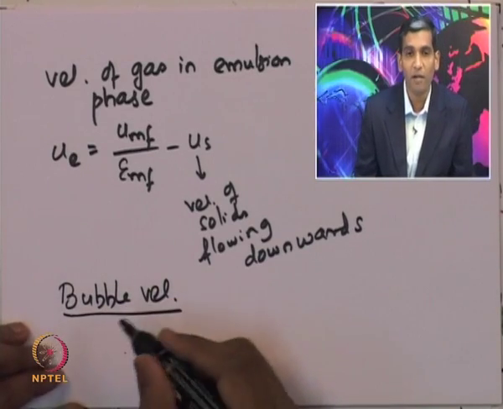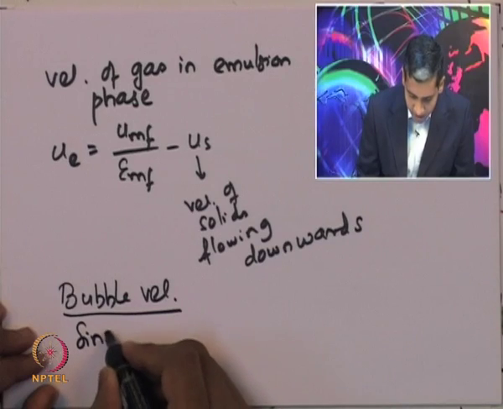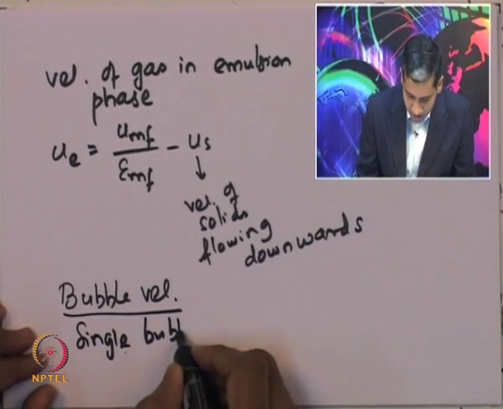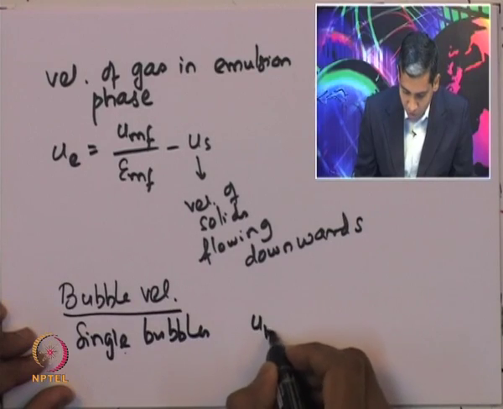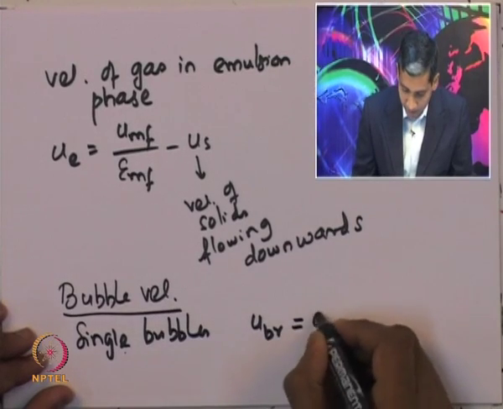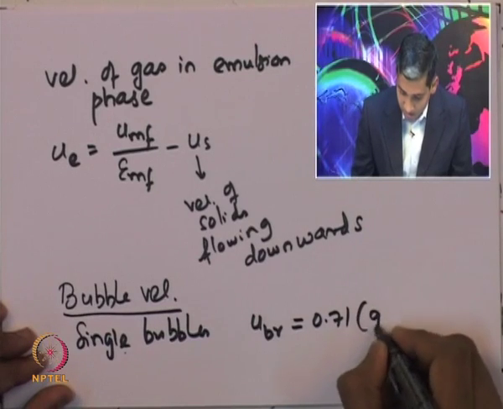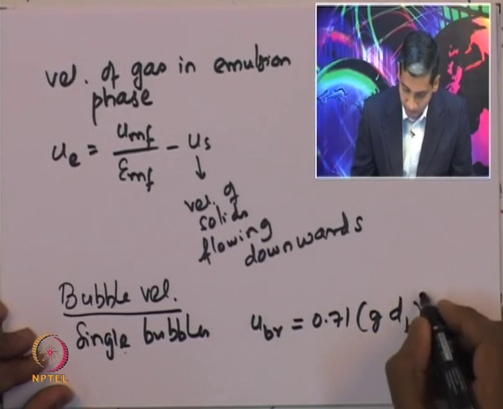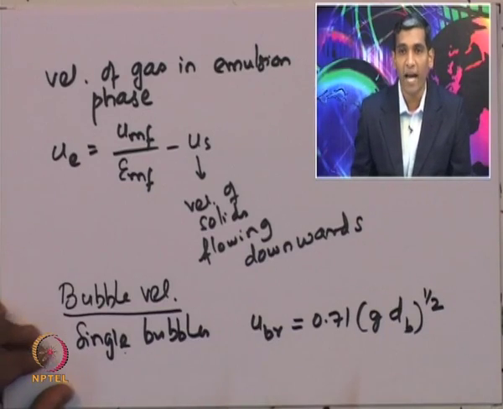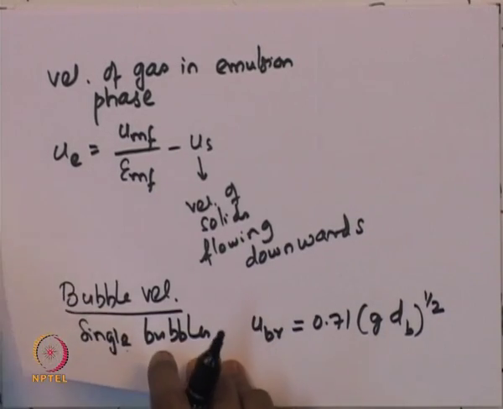The bubble velocity is calculated for a single bubble. There are correlations that exist for single bubbles, given by UBR equal to 0.71 into gravity into diameter of the bubble to the power of half. So one needs to know the diameter of the bubble in order to estimate the single bubble velocity. Now if many bubbles are present, which is typically the case in a fluidized bed reactor, then the velocity with which a bubble races is going to be very different because of the presence of other bubbles.